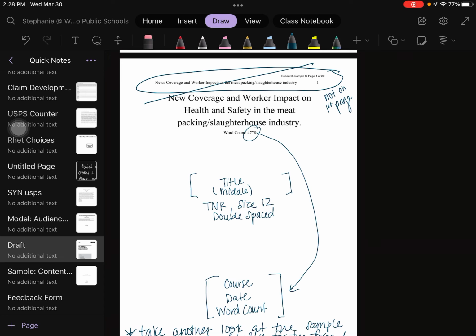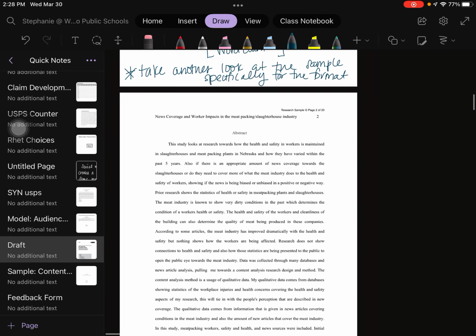A couple other things that I'm noticing here are some capitalization issues. So I'm going to go through and highlight those and maybe leave a little note about capitalization. But beyond that, these notes should be enough for this person to correct this page. So let's go on to the next part.